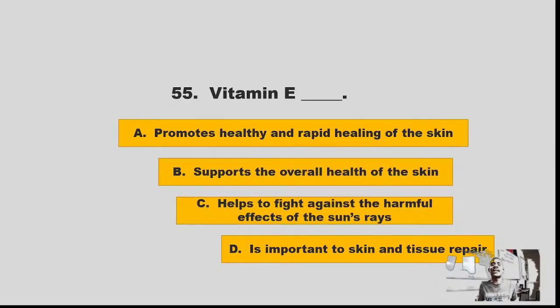Vitamin E blank. So does it promote healthy and rapid healing of the skin? Does it support the overall health of the skin? Does it help to fight against the harmful effects of the sun's rays? Or is it important to skin and tissue repair? Vitamin E. Is it A, B, C, or D? Which answer would you choose?